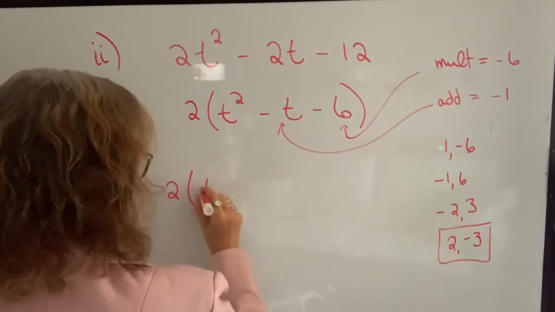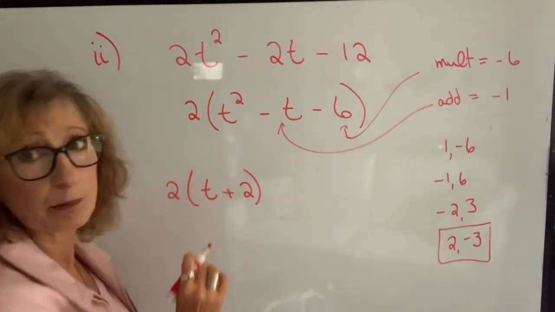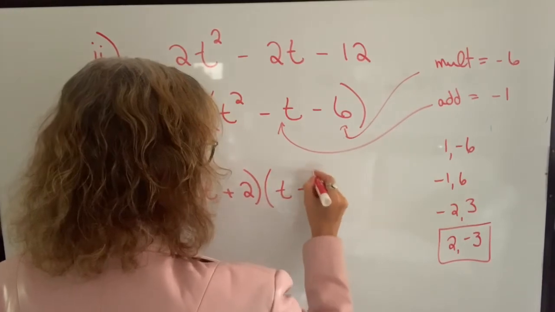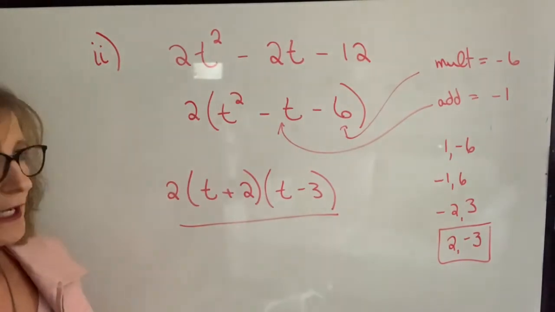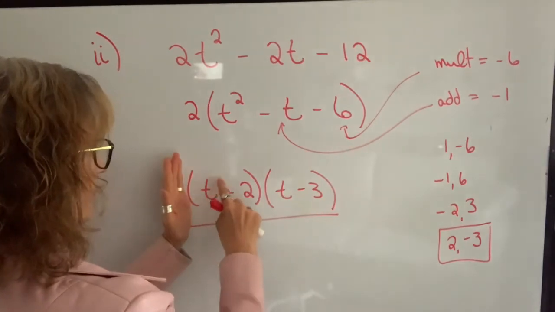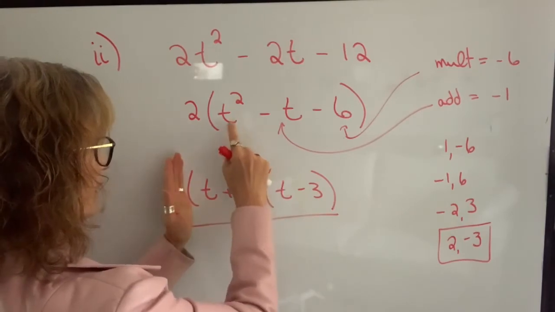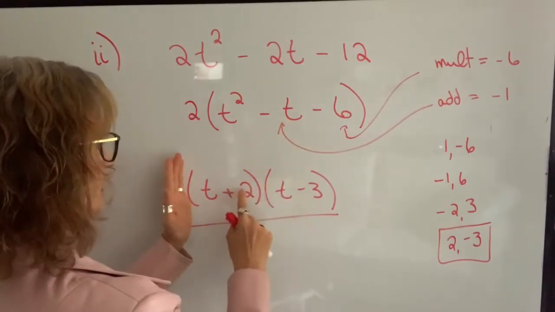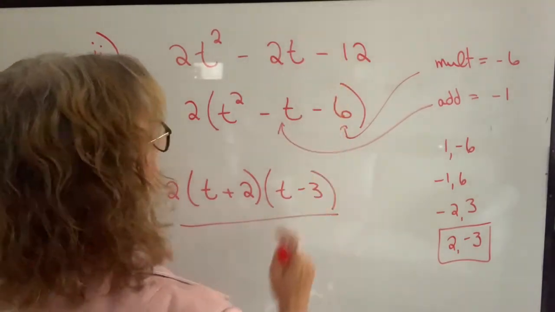So the first factor we can put as t plus 2. If it's positive, then it will be a plus here. And then the negative 3, so it will be t minus 3. And now I've totally factored that. Again, we can check. Let's just do this first part. If I multiply this binomial by this binomial, I get t times t is t squared. Minus 3t plus 2t gives me minus 1t minus 6. So we can see that part's correct. And then when we multiply by 2, we get back to the very original question.